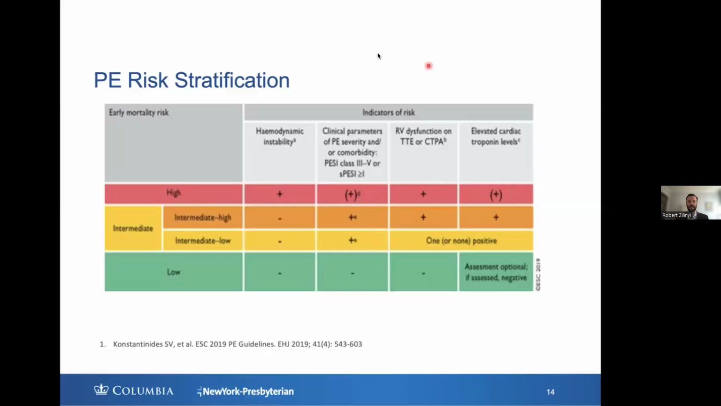And then in the intermediate risk cohort, we look at signs of RV dysfunction on either imaging or biomarkers. And the biomarkers that we're looking at are troponin and B-type natriuretic peptide. If both are positive, we then say that that patient is intermediate high risk. And if one or the other is positive, we say that that patient is intermediate low risk. If a patient is hemodynamically stable, S-PESI is 0 or PESI class 1 to 2, and they have no RV dysfunction, we say that that patient is low risk.